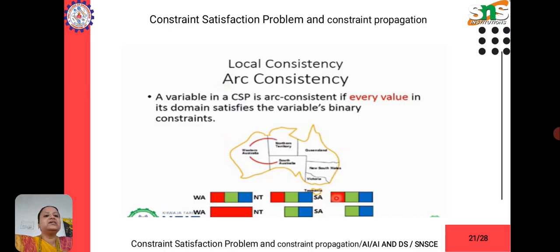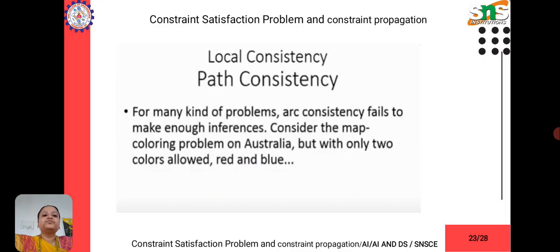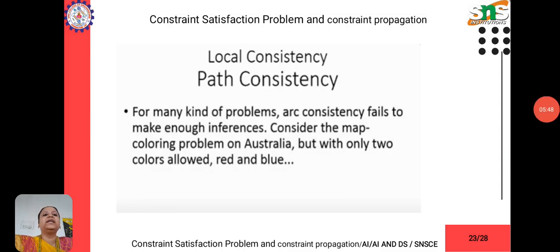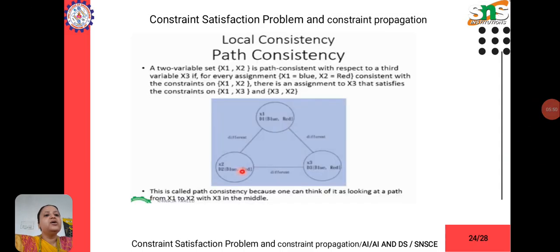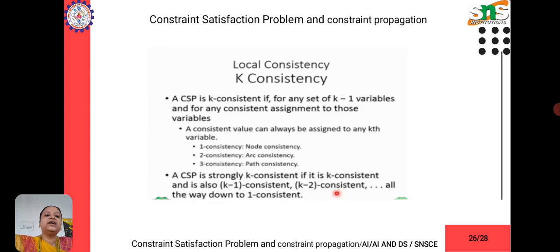Arc consistency is when you are dealing with binary values and you are dealing with arcs, that is mapping. It is called arc consistency. Now, what is path consistency? Path consistency is something that deals with the different paths that you are following. Now K consistency is related to all these consistencies: node, arc and path together make up K consistency.